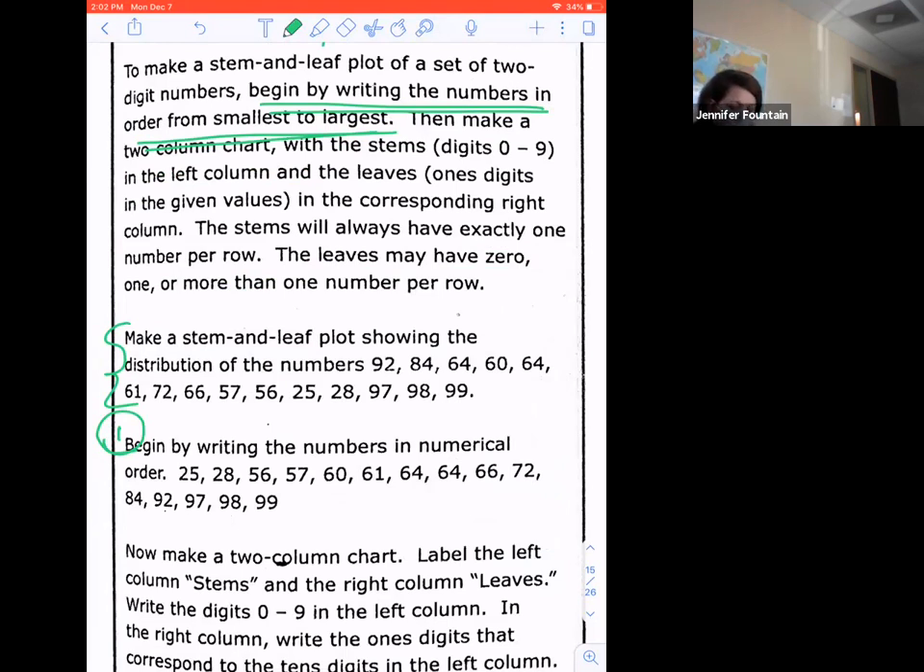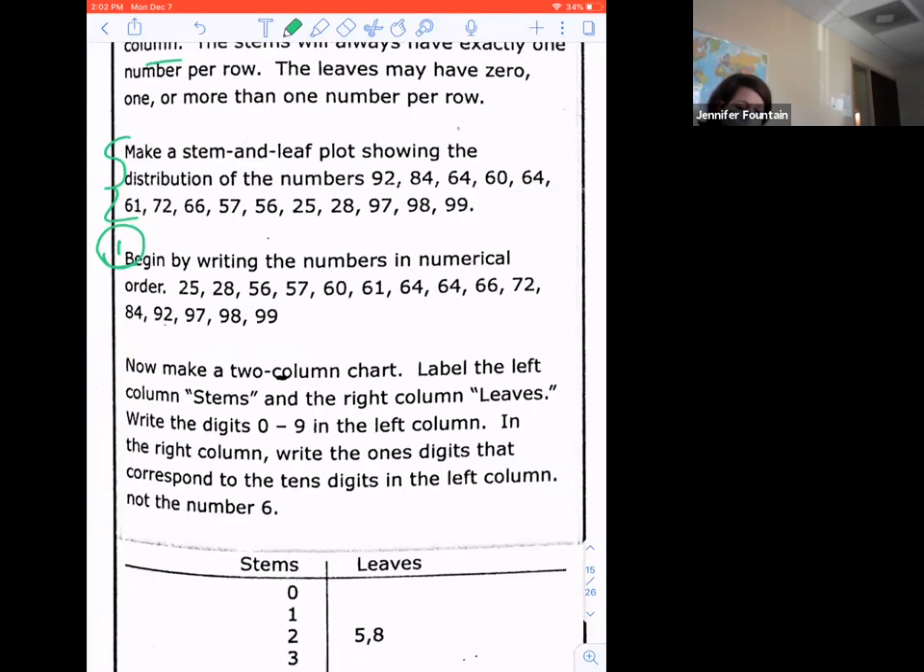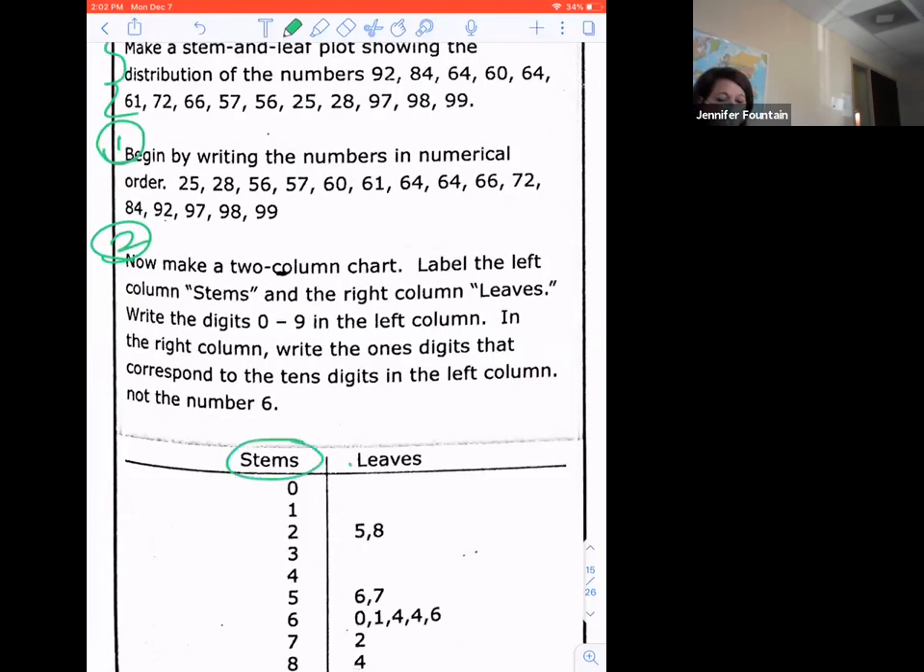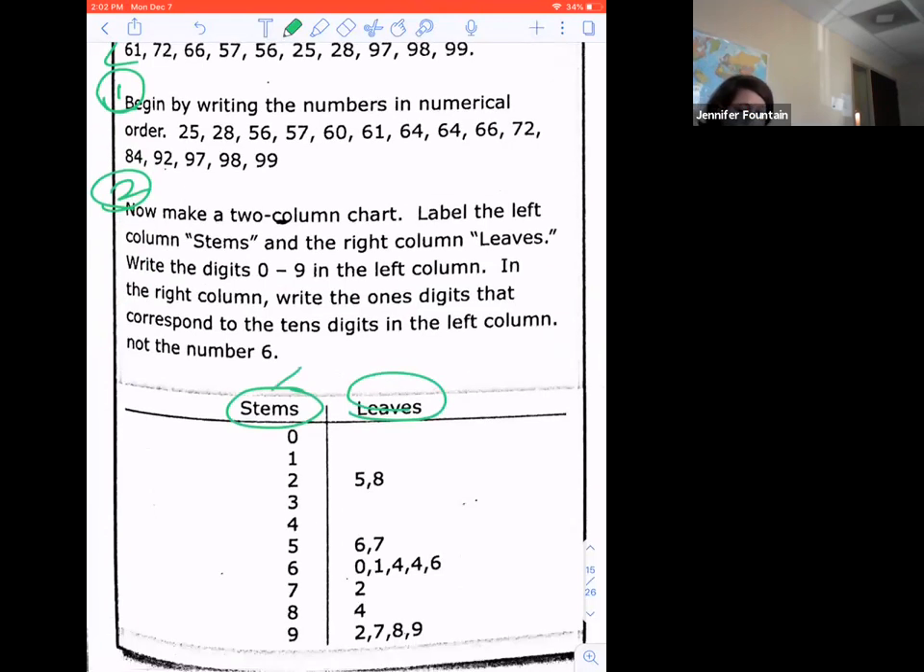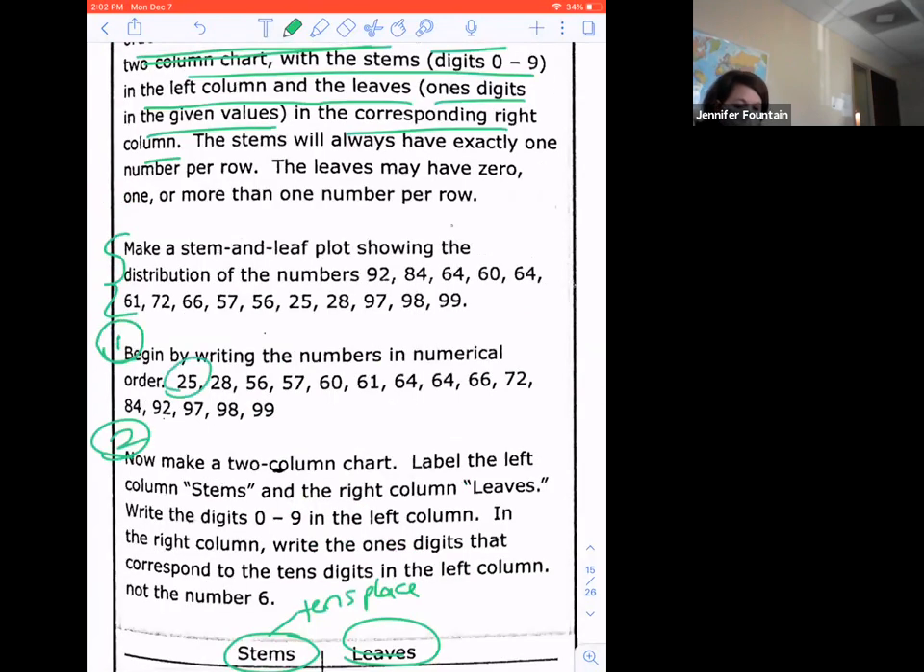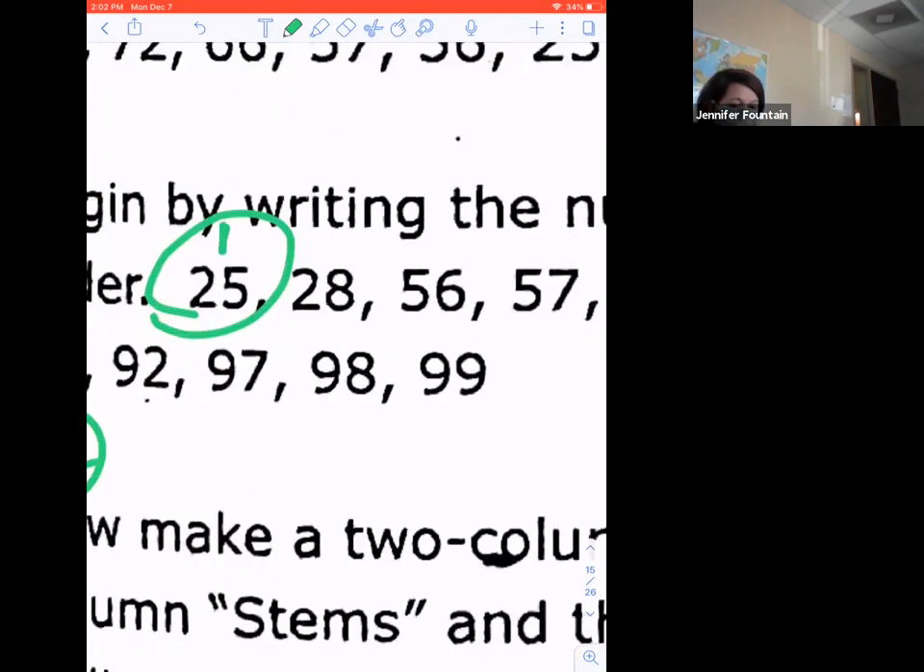Then it says to make a two column chart with the stems zero through nine in the left column and the leaves, which are the ones digits, in the corresponding right hand column. So step two is to make a two column chart. So we have stems on the left and leaves on the right. Remember we said our stems represent the tens place of our number, okay? So if I look at the number 25, what number is in my tens place?